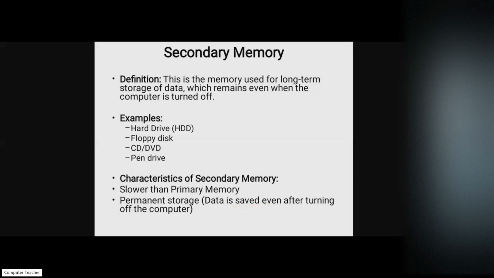Secondary memory. This is the memory used for long-term storage of data, which remains even when the computer is turned off. We have the data for a long time, so that is known as secondary memory. Even if the computer is turned off, it won't be volatile. It will be there.